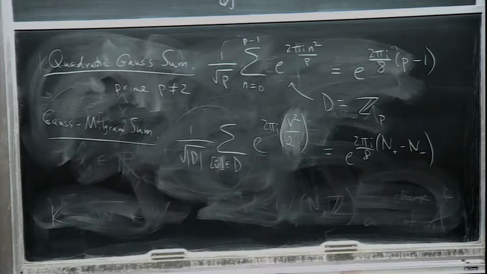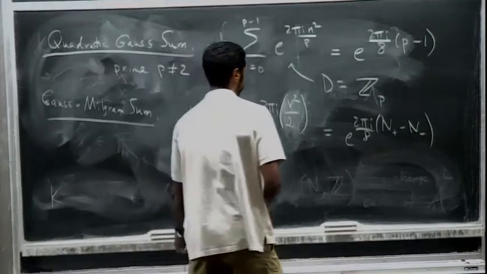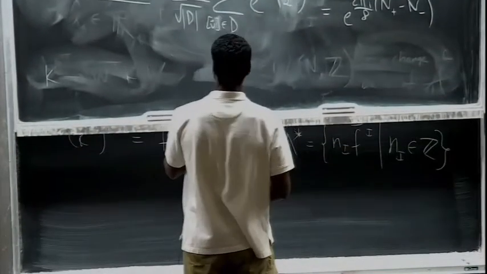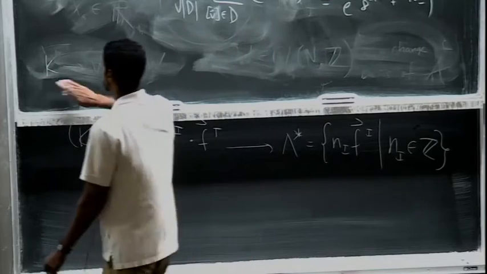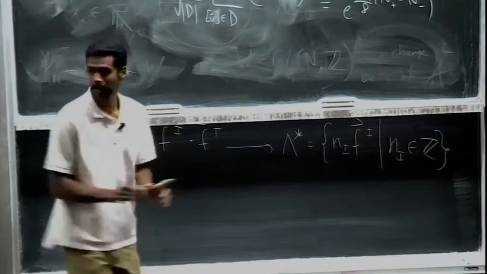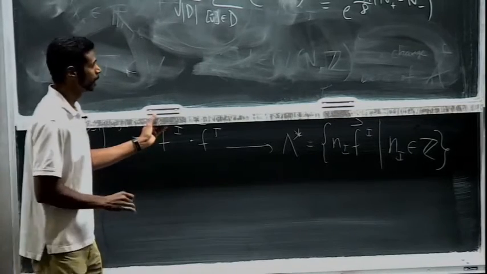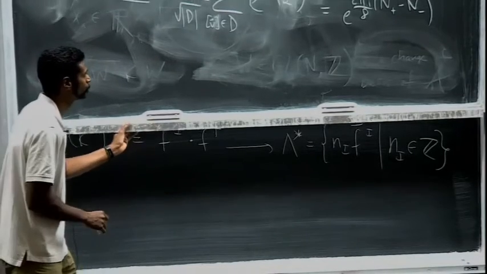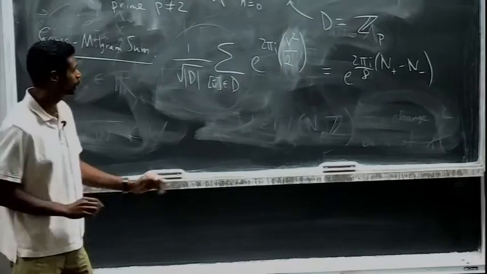Because it's saying, let's think of d as an abelian finite group. So if I want to generalize this to an abelian finite group, then what I need to do, let me come back to that momentarily. I was about to get to that later, but let me just let this formula sink in for just a moment.